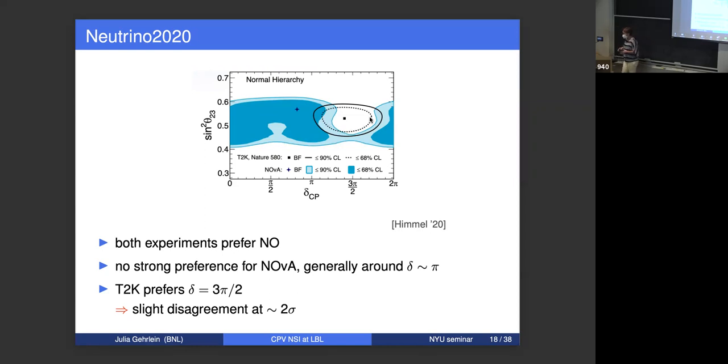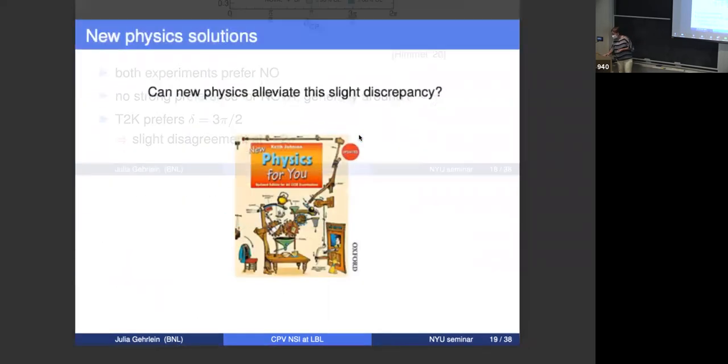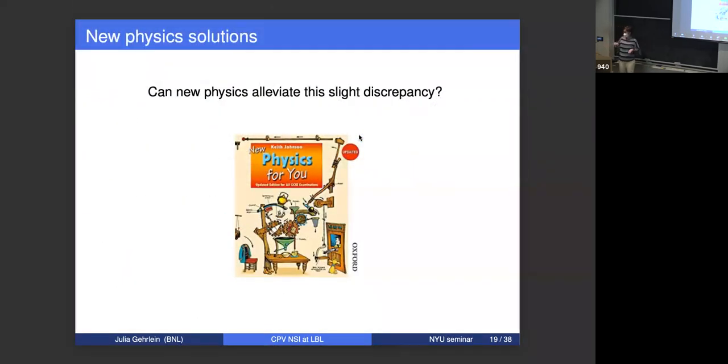T2K, on the other hand, has its preferred region shown in black here. And T2K has a preference for delta equal to 3 pi over 2. The preferred region of T2K is exactly in the region which is not preferred by NOvA. This leads to a slight disagreement at the two sigma level between these two experiments. Now, it's only a slight disagreement, nothing to worry about. However, this could also be a hint for some new physics. So, is there maybe new physics hiding?